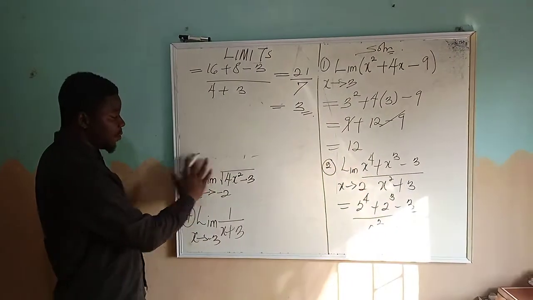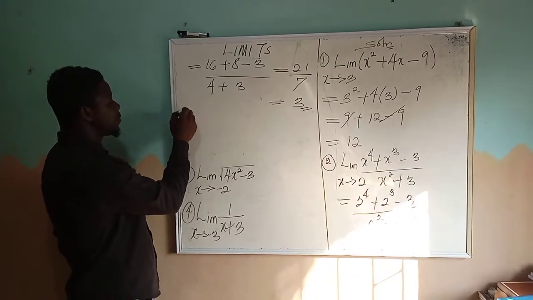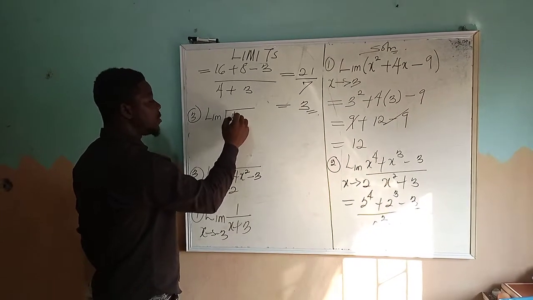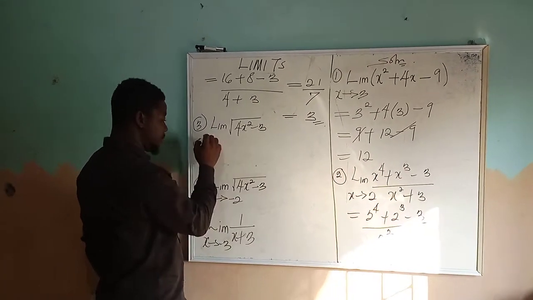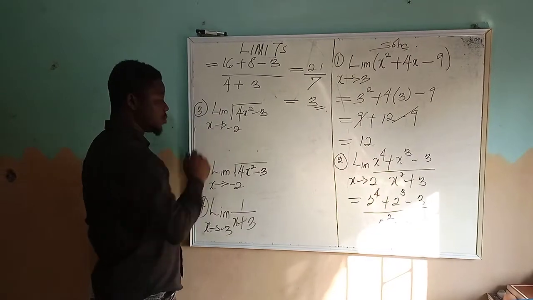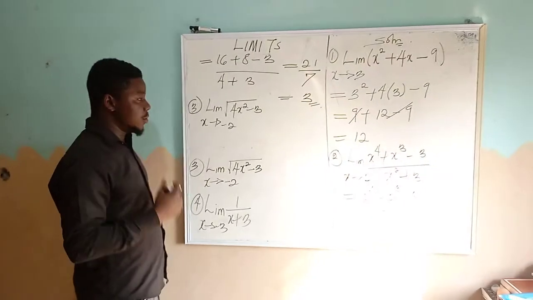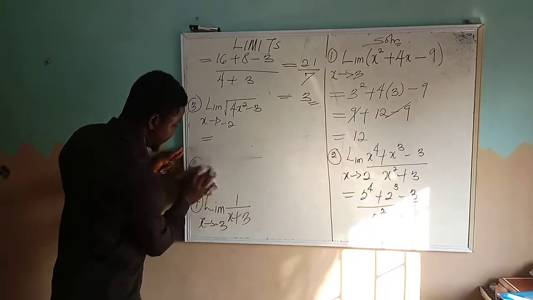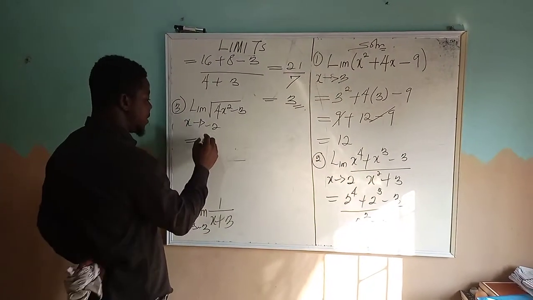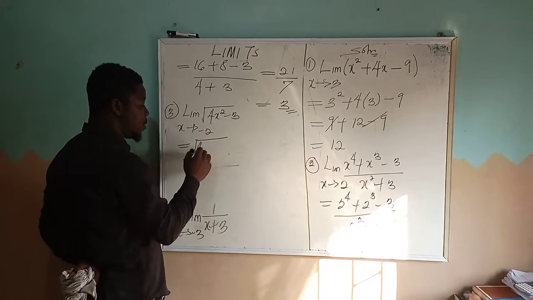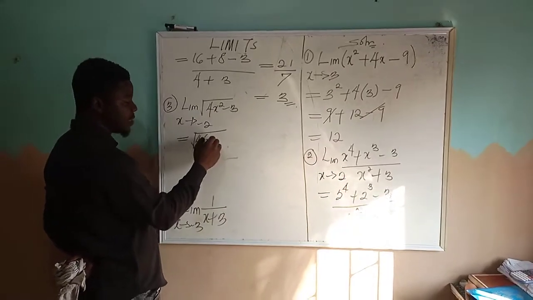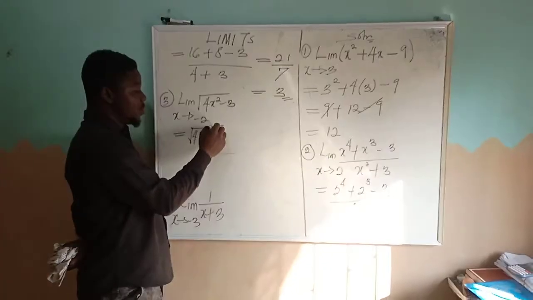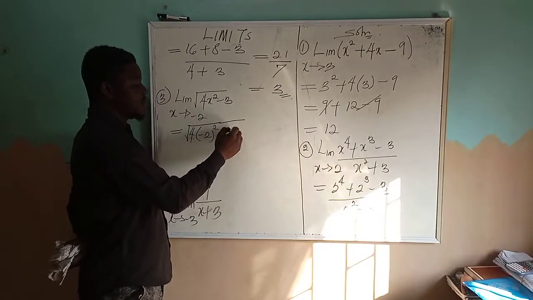You do the same thing for sample 3. We have the limit of the square root of 4x to the power 2 minus 3 as x tends to negative 2, or minus 2. Substituting directly, this gives us the square root of 4, open bracket, you replace this x with negative 2, and then when you do that, you square it, and then minus 3.